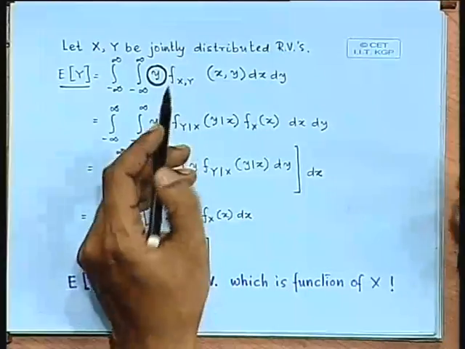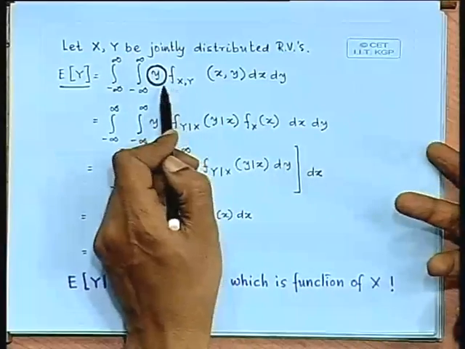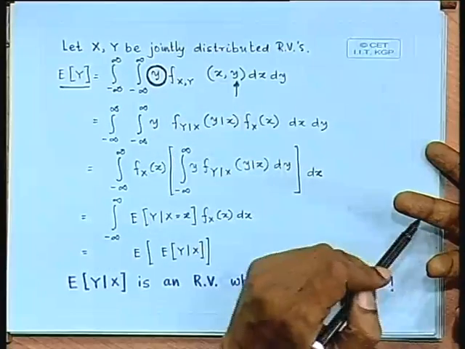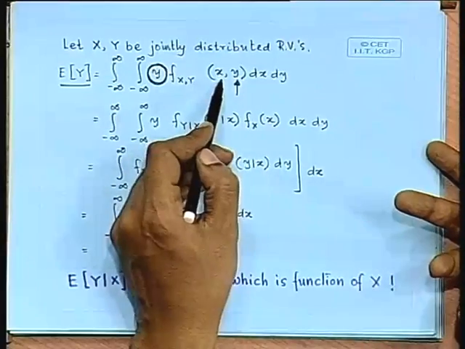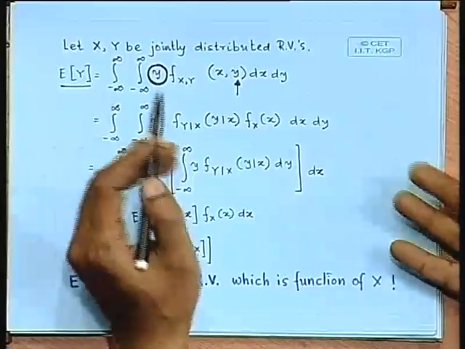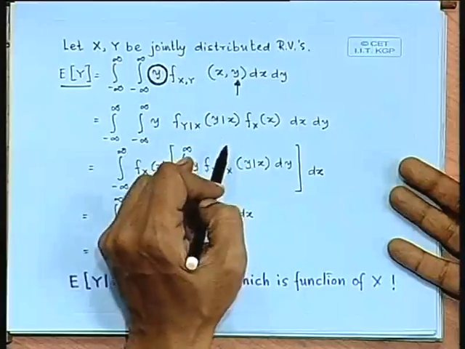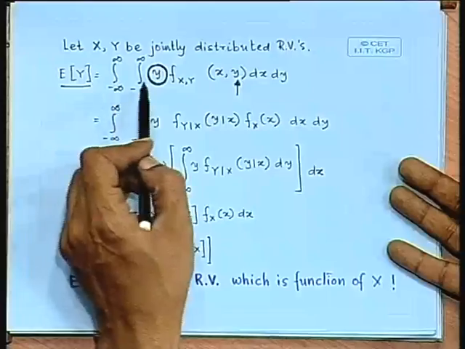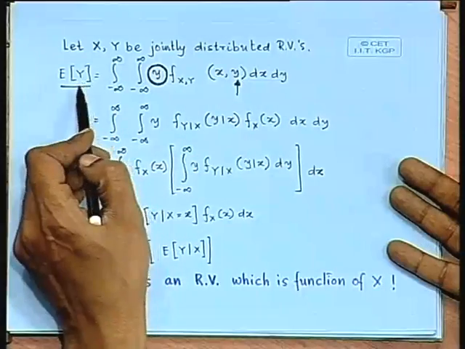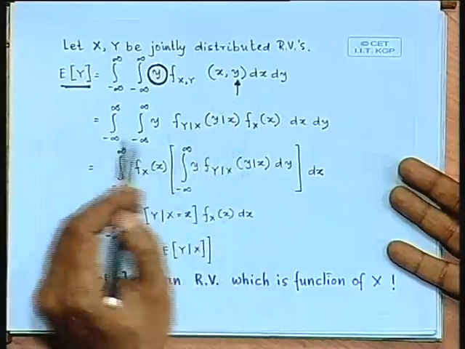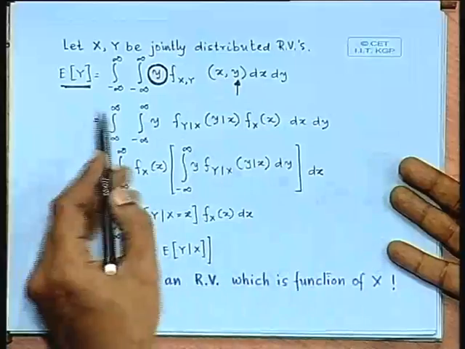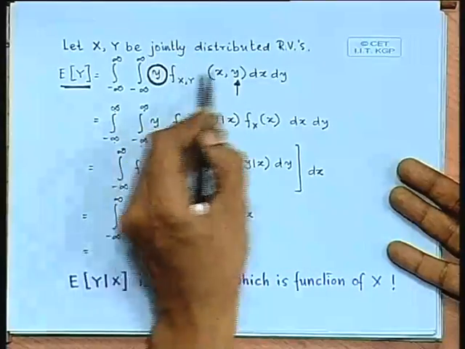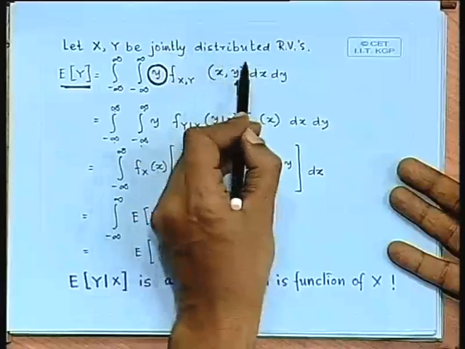So this is the probability that you will get a value y here. Now here x is a free variable, right? So now you first integrate it for all possible x, and then you integrate it for all possible y, then you will get the expectation of y. So now let us try to rearrange the integral. So we are writing minus infinity to plus infinity, minus infinity to plus infinity.